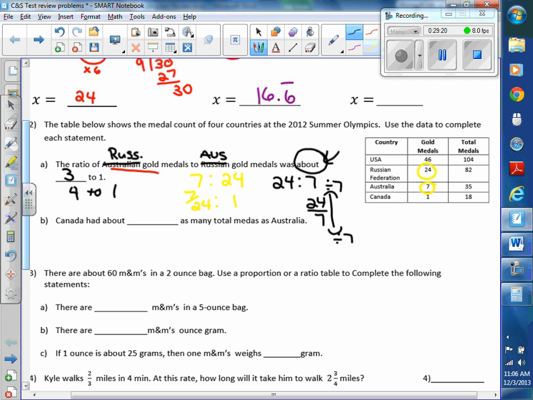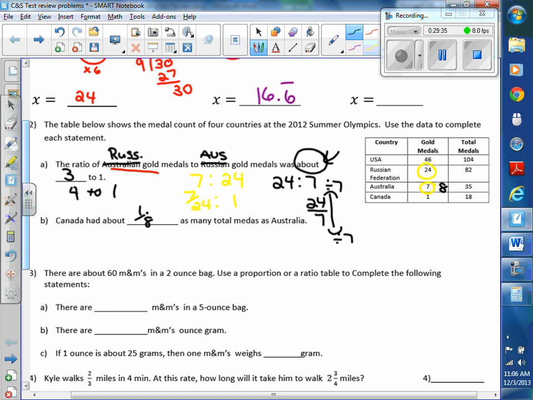I would say they had about 1/8 as many. Do you see that? Because I would sort of estimate up Australia to about 8. And then I would say Canada had about 1/8 as many total medals as Australia.